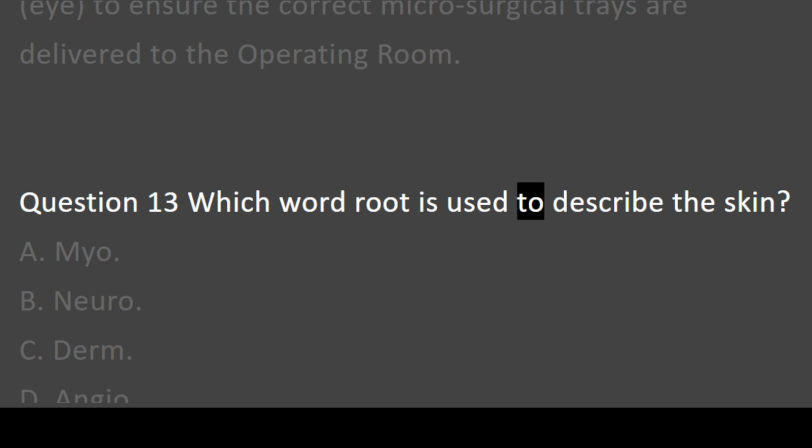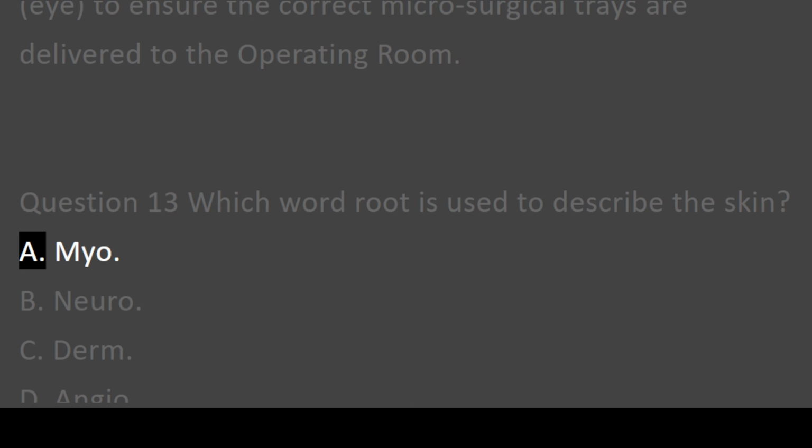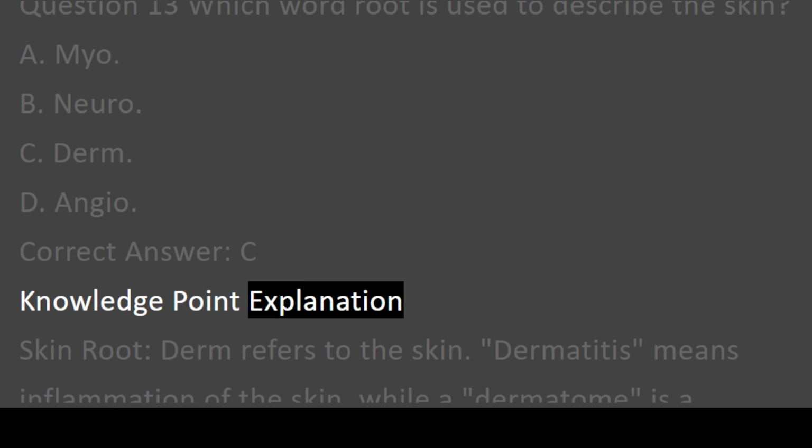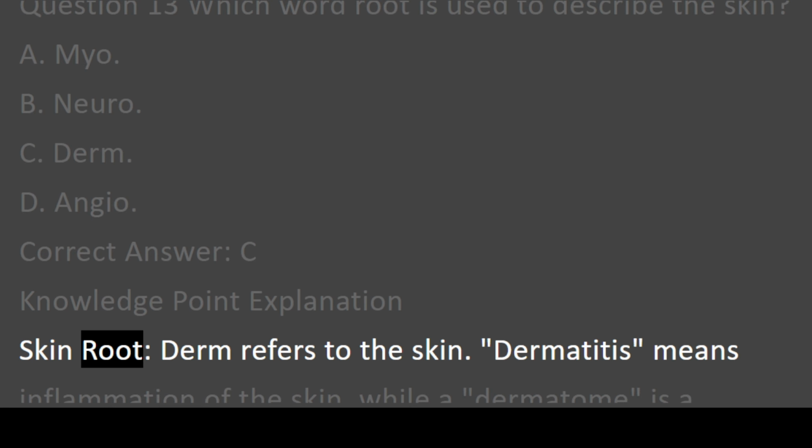Question 13. Which word root is used to describe the skin? A. Myo. B. Neuro. C. Derm. D. Angio. Correct answer, C. Knowledge point explanation. Skin root, derm refers to the skin.